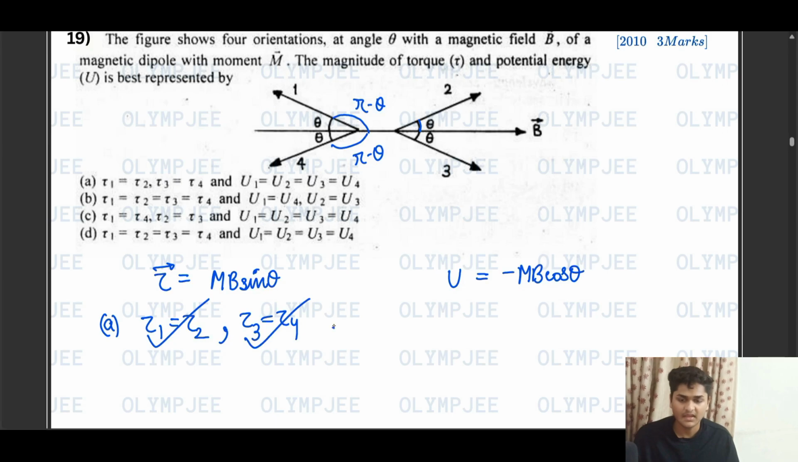And then we have U1 is equal to U2 is equal to U3 is equal to U4. So U1 and U2 have angles theta and pi minus theta, but cos of pi minus theta is not equal to cos theta. Cos of pi minus theta is equal to minus cos theta. So this is wrong. So option A is wrong.